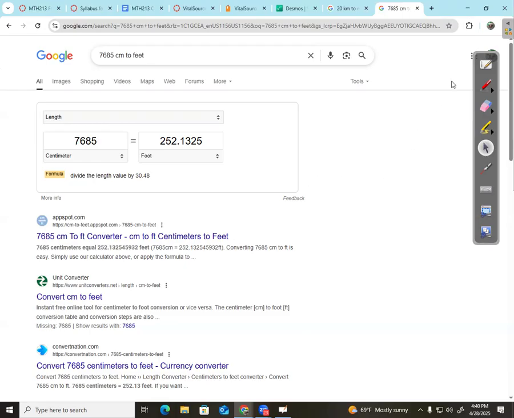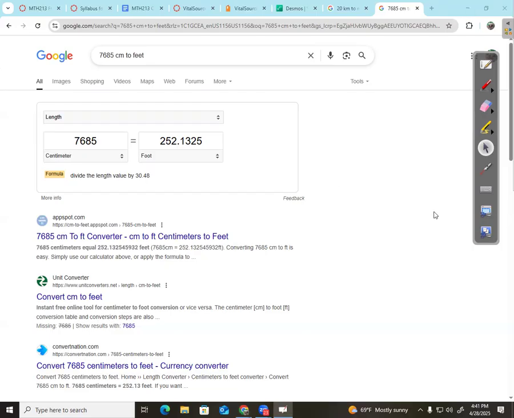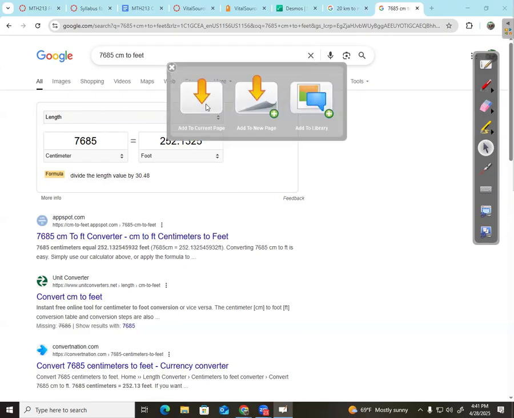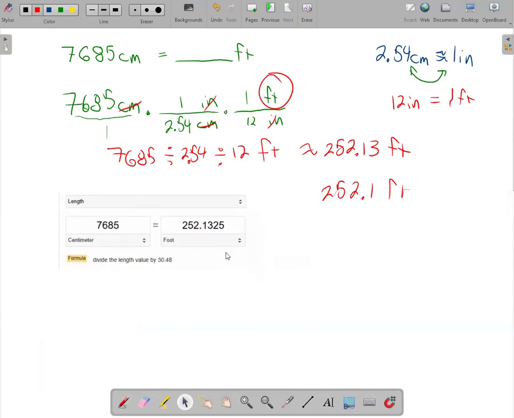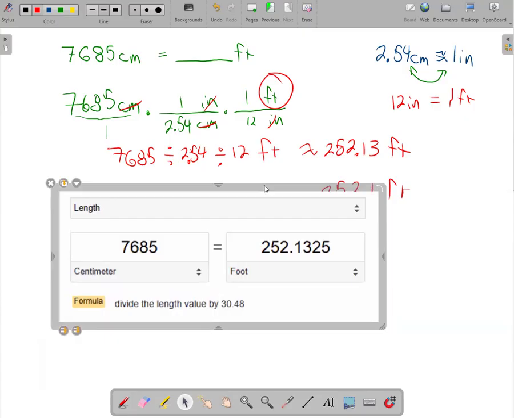Almost. Let's look back here. So again, it gave a tip. Let me copy this into the screen and blow it up a little bit. So Google automatically did this for me here. And then underneath it says divide the length by 30.48.